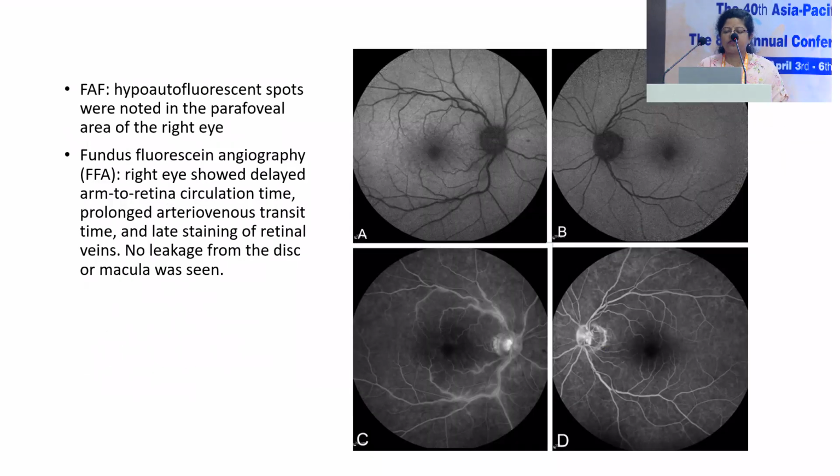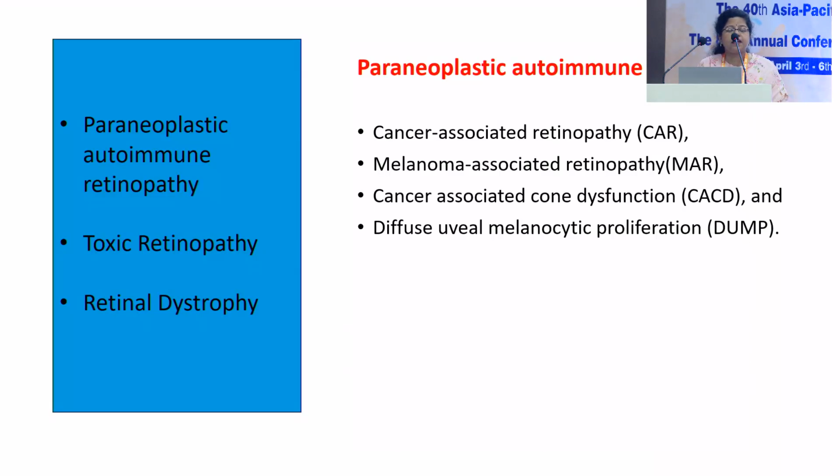Also, fundus autofluorescence and angiography can be done to add to this. Lastly, I am only telling the names because details will be beyond the scope of this discussion. One is paraneoplastic autoimmune retinopathy, which can be carcinoma associated or melanoma associated. They also affect the outer retina, the photoreceptors. All these symptoms will be there, like night blindness or photophobia, sensitivity to light.